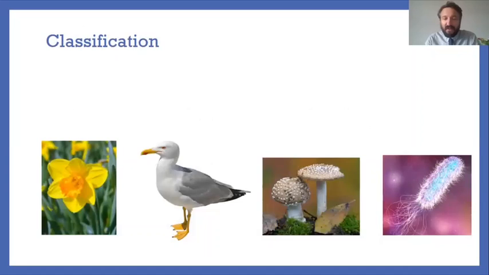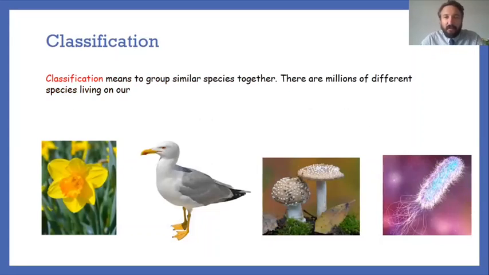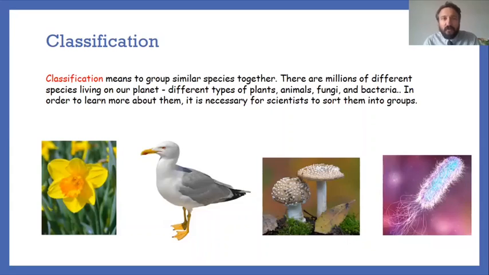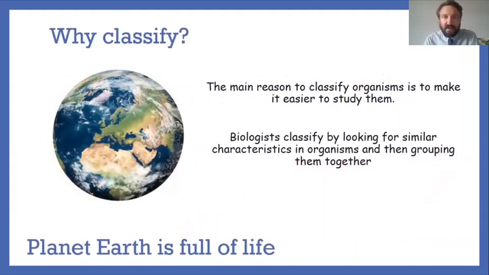So classification, just in case you didn't join us in the last session, means to group all similar species together. There are millions of different species living on our planet, different types of plants, animals, fungi, and bacteria. I've got a double full stop there, that's a mistake. And in order to learn about them, it's necessary for scientists to sort them into groups.